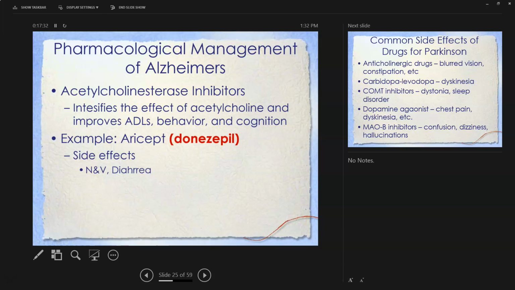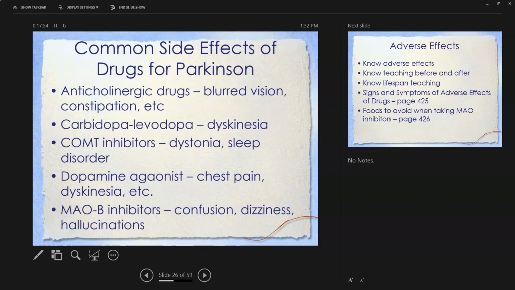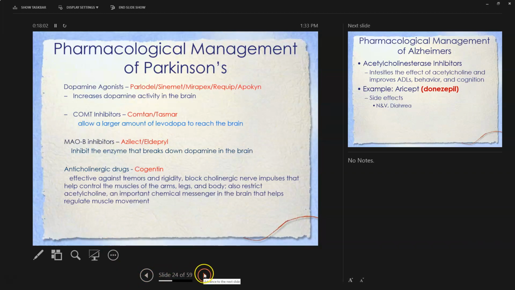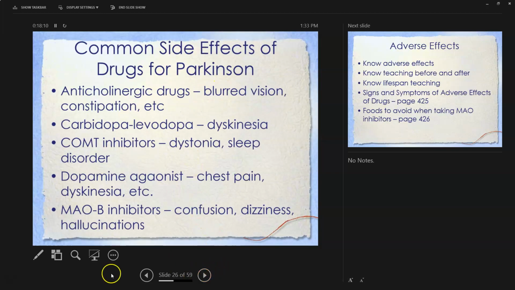Acetylcholinesterase inhibitors intensify the effect of acetylcholine and improve ADLs and behavior. Donepezil is Aricept. It's a very common one that is given for Alzheimer's, but you can have nausea, vomiting, and diarrhea with that. I don't know how that Alzheimer's slide slipped in there, but don't let that confuse you. That's talking about Alzheimer's. I'm not sure how that got in there.